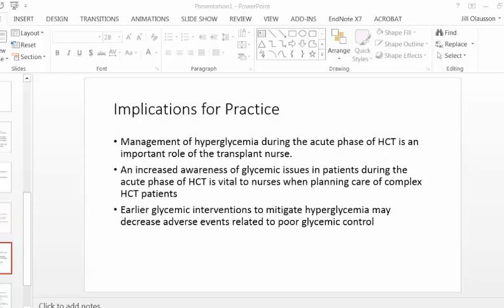with patient outcomes. Implications for practice based on the evidence is that we know that management of hyperglycemia during this acute phase post-HCT is an important time, and it's important for the transplant nurse to be involved in this. The transplant nurse should therefore have an increased awareness of glycemic issues in patients. They're often there when planning the care for patients. They're delivering medication, communicating with the interdisciplinary team. They're 24/7 with the patients. And we also saw, as a result of the evidence that was out there, that some of the implications were to have earlier control of glycemia, and this could mitigate some of those adverse events related to poor glycemic control.